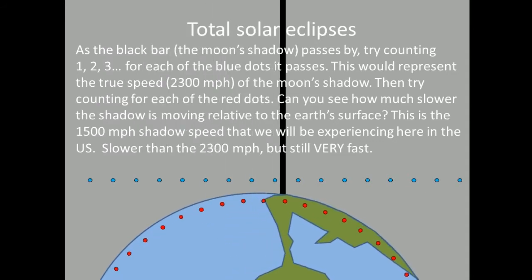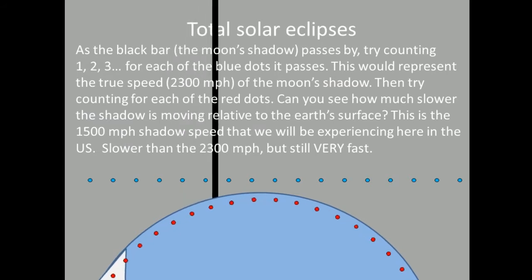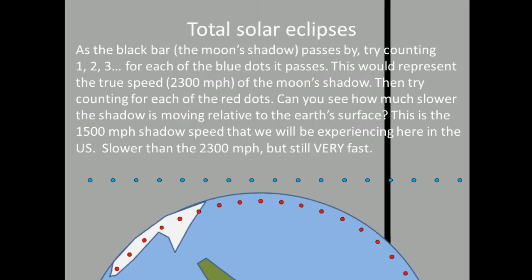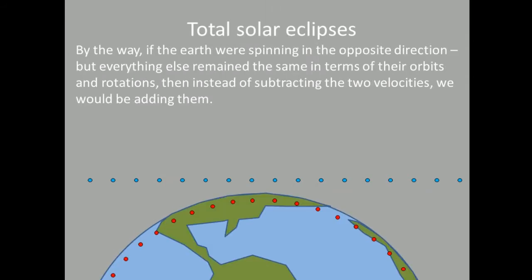So this is the 1,500 miles per hour shadow speed that we will be experiencing here in the U.S. Slower than 2,300 miles per hour, but still very fast.